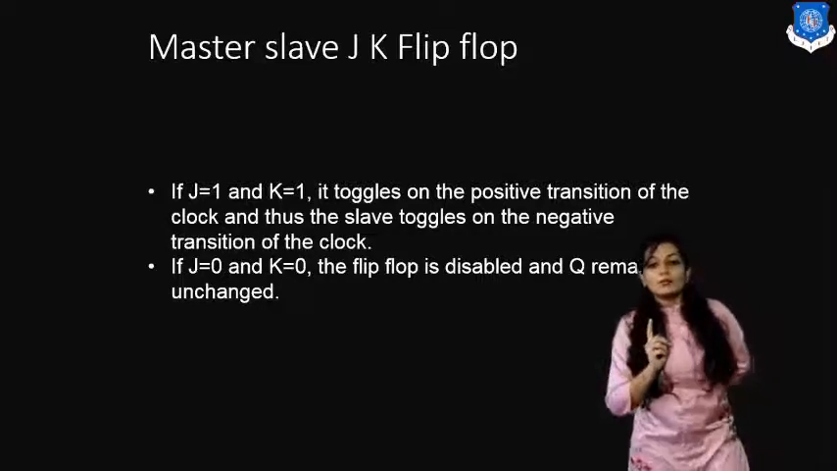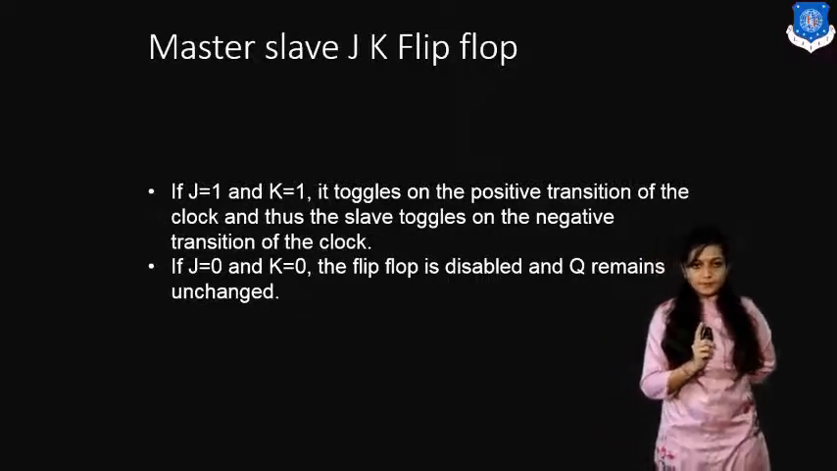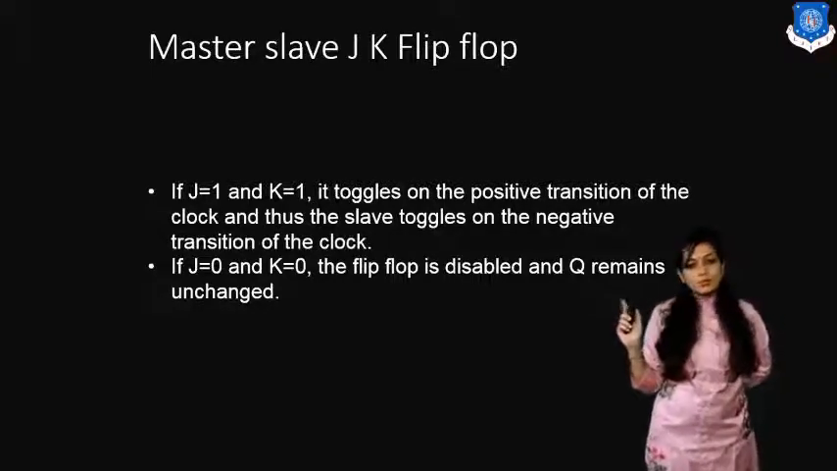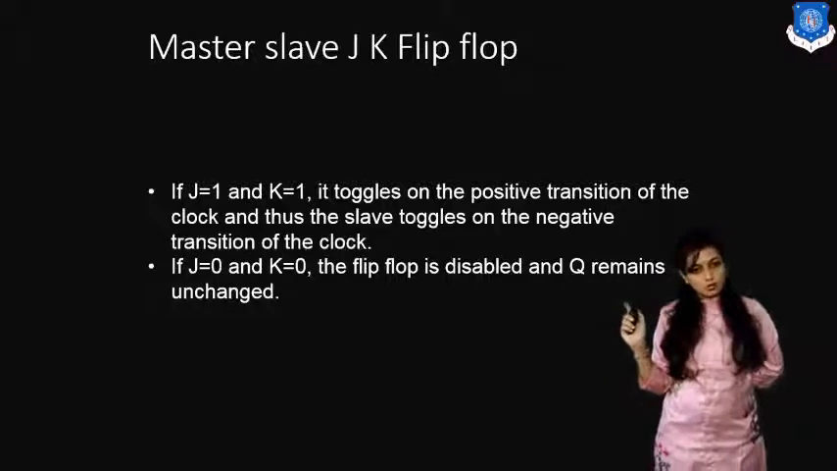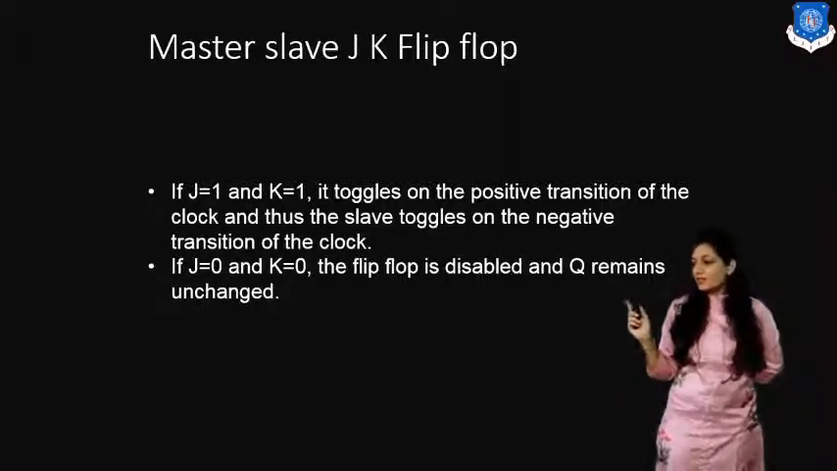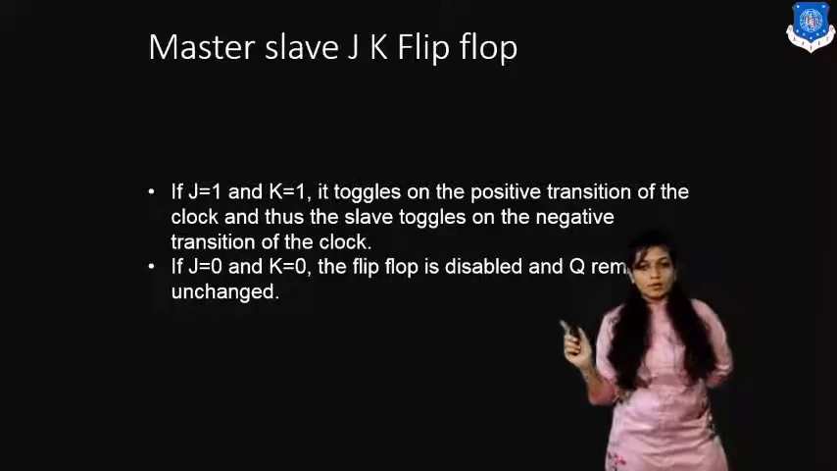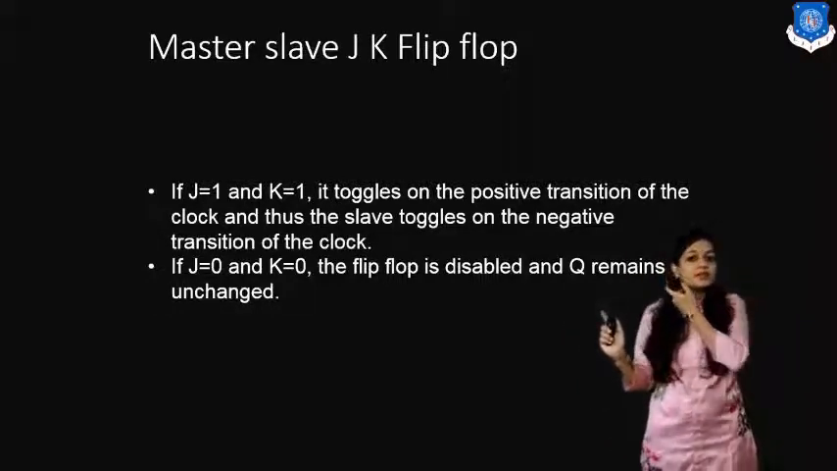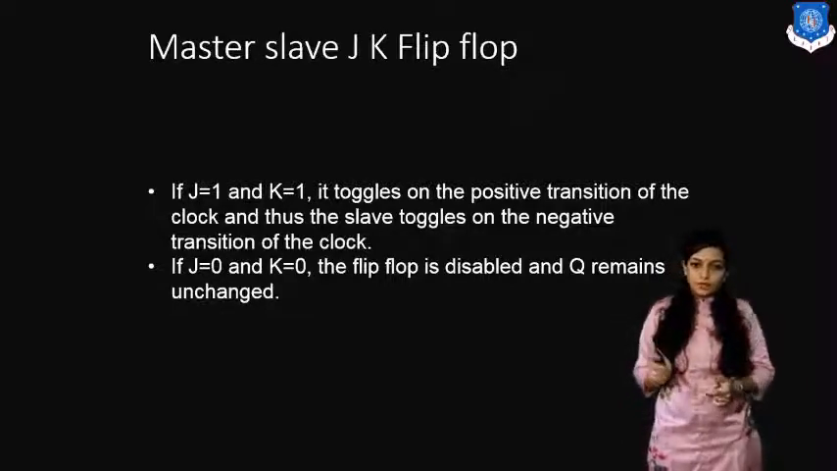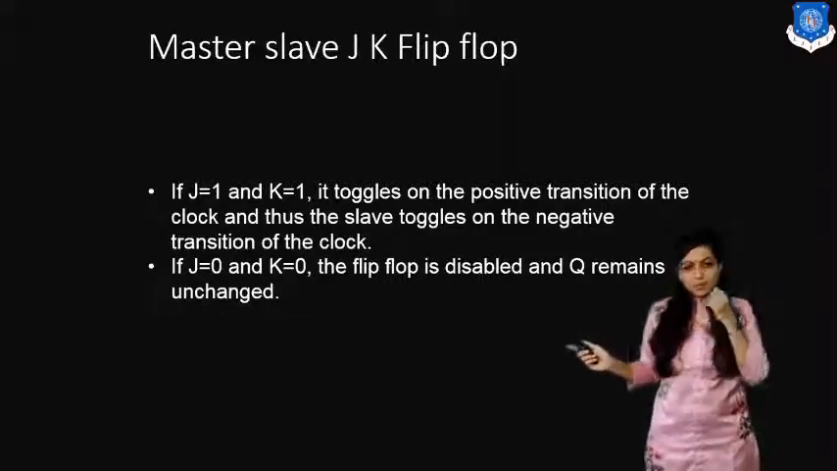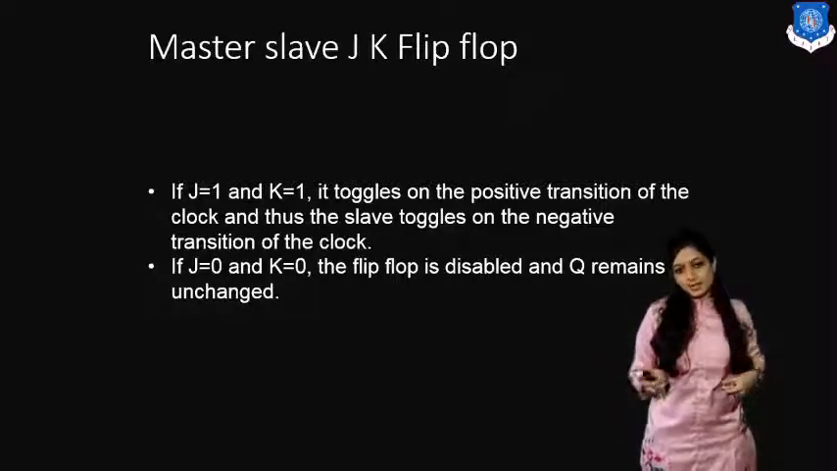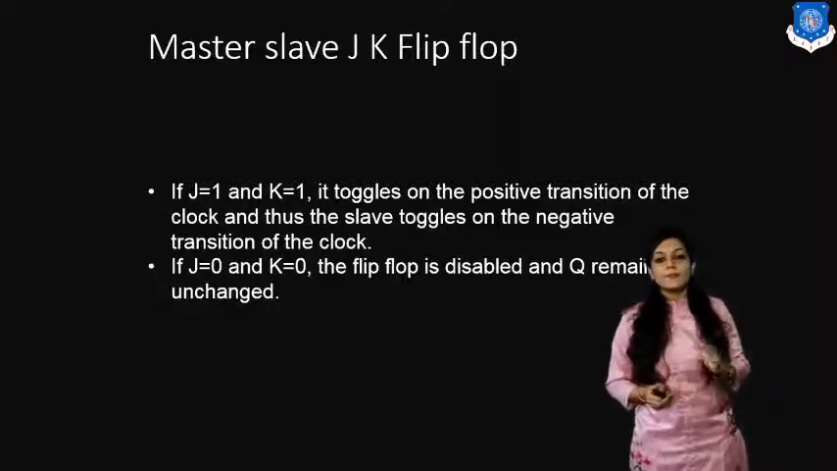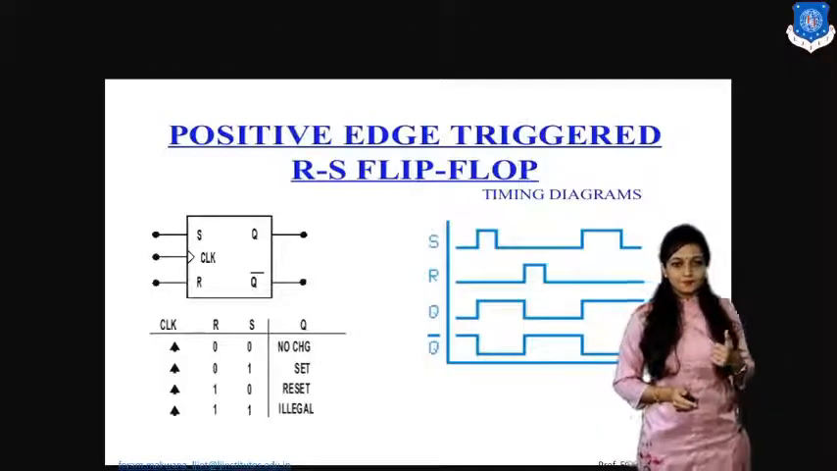But when J and K both are equal to 1, my output Q and Q dash is going to toggle on the positive transition of the clock, and the slave at that time wants to toggle the output. So the slave will toggle the output when there is a negative transition of the clock. Okay, so when J is equal to 0 and K is equal to 0, the flip-flop is disabled. So the output Q remains unchanged. That means it will hold its previous state, right?